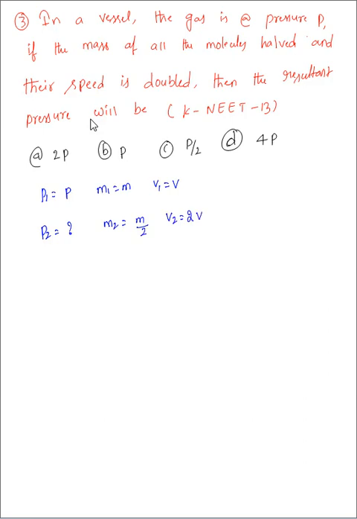So you know that pressure equal to 1 by 3 rho Vrms square, which we derived in our previous lectures. You can go and check this in lecture number 2. So from this we can write that pressure is directly proportional to density, which we can write like mass by volume, into velocity square.